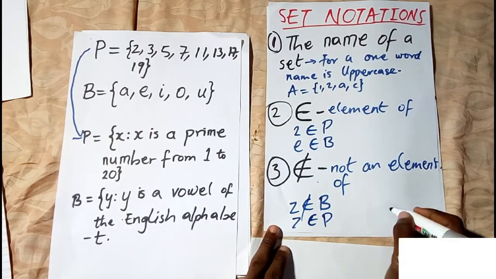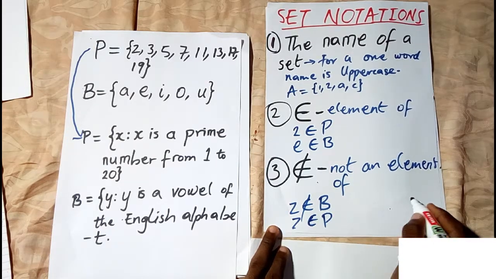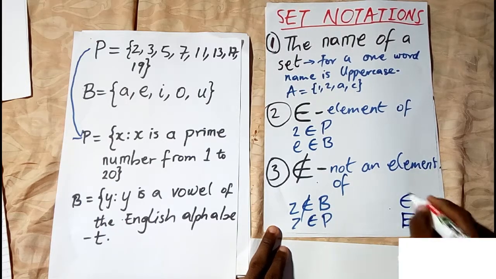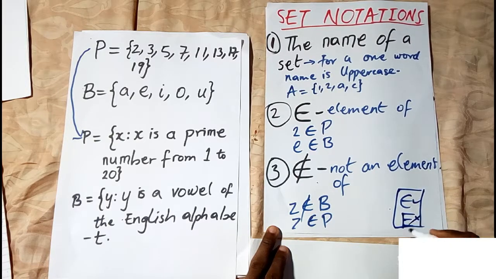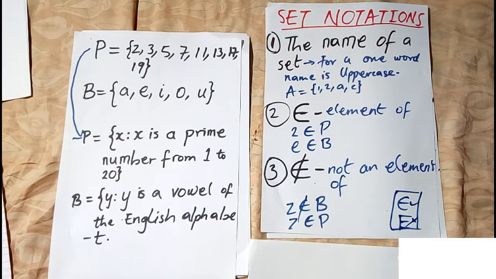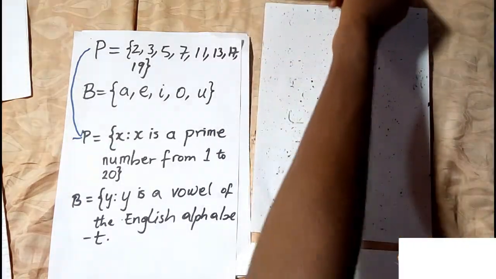So this symbol, not an element of, mind you, is not E. It's a Greek letter, I think, that is written as this, not this. Mind you, don't write it as this. This is correct, this is wrong. So this is how you write it. So that's the meaning of the symbol. If you see it in other sets anywhere, that's the one.